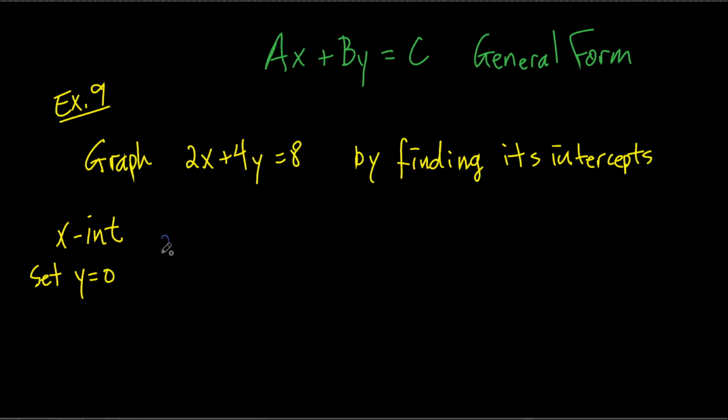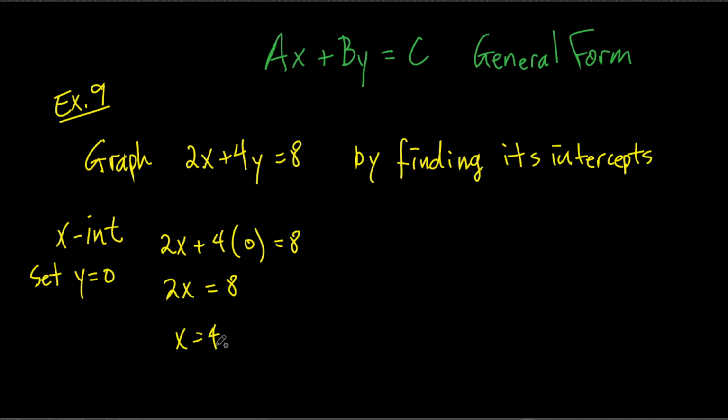So it's going to be 2x plus 4 times, what is the y? 0, equals 8. And now what are we going to solve for? The only thing we can solve for is x. So this is going to be 2x plus 0, so I'm not going to even put anything there, equals 8. Divide by 2.